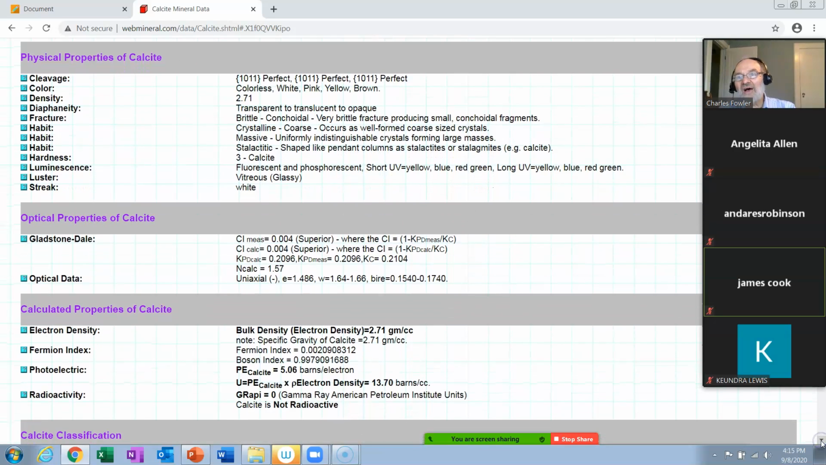Physical properties of calcite. Now, the first one that was listed on your sheet, color. There's, what is it, 5 colors there. Well, one is colorless, white, so there's your colors.